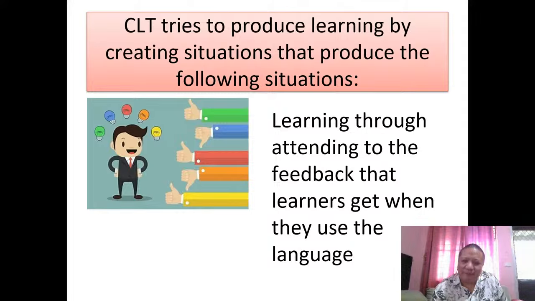Okay. So I realized, oh, I shouldn't say soiling my pants because soiling my pants is like defecating on my pants. So those are the feedback that made me realize, oh, I shouldn't use these terms. Now CLT tries to produce learning by attending to the feedback that learners get when they use the language.